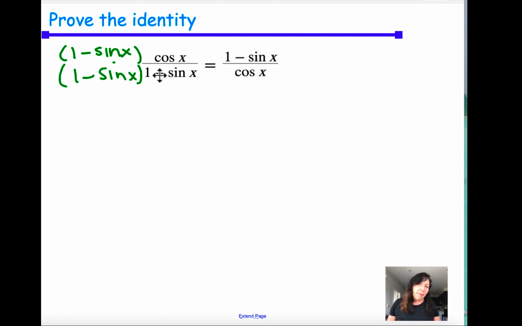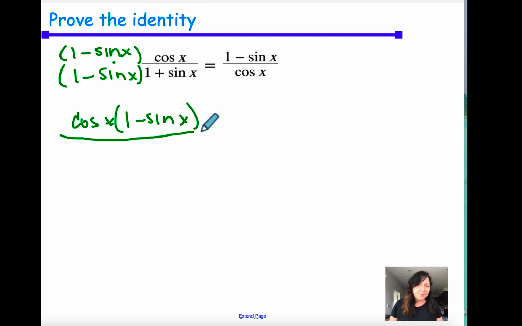And so think about distributing. So I've got cosine of x times 1. I'm going to leave it alone right now, just for 1 second. I'm going to leave it like that on top. But on the bottom, 1 times 1 is 1. 1 times sine is sine. Negative sine times 1 is negative sine. Those cancel out. And then I'm left with minus sine times sine, which is minus sine squared.